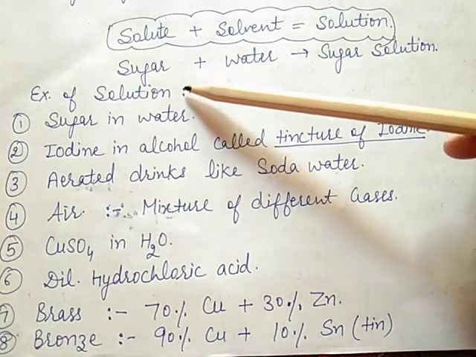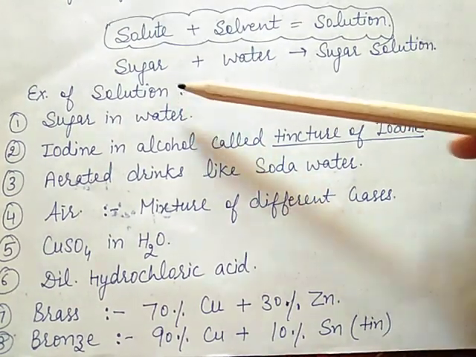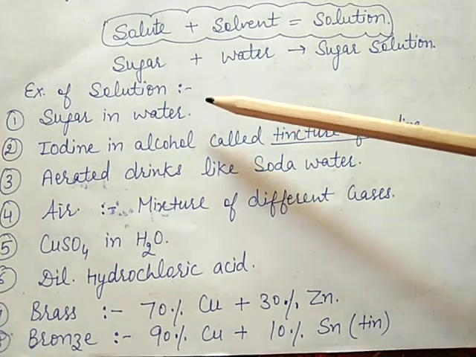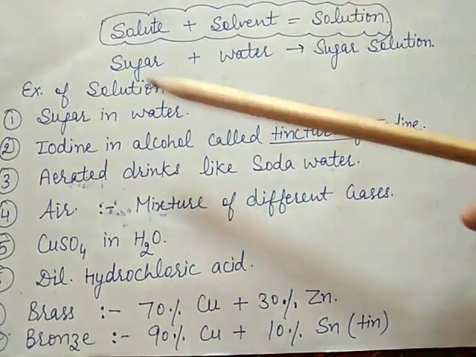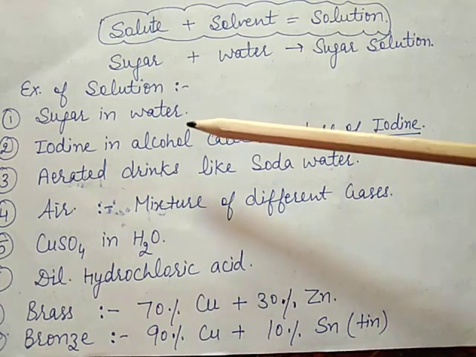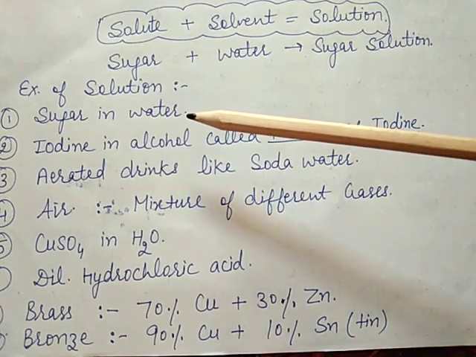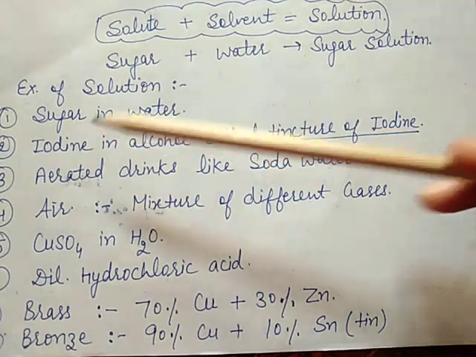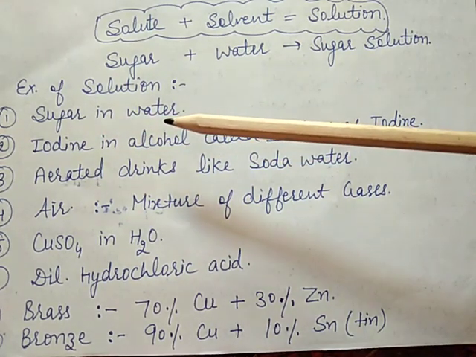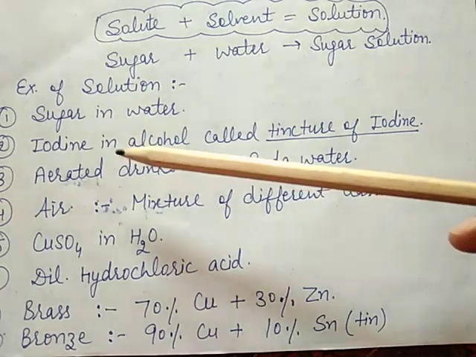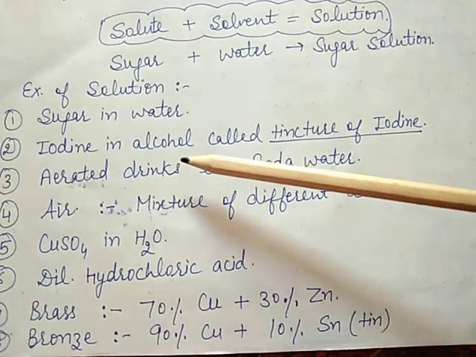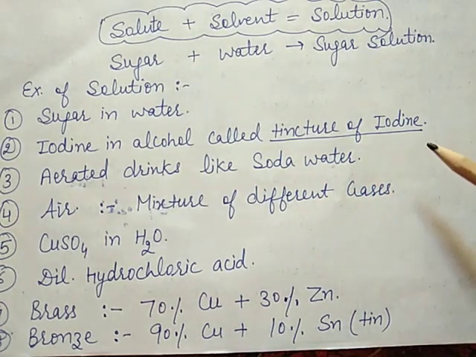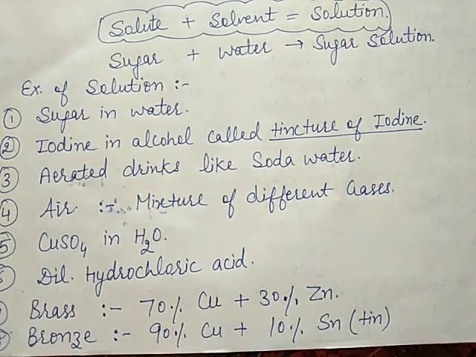Now next is the examples of solution. First example: sugar in water. In this type of solution, sugar is solute while water is solvent. It is an example of solid in liquid solution. Second, iodine in alcohol. It is also called tincture of iodine. This is very important.